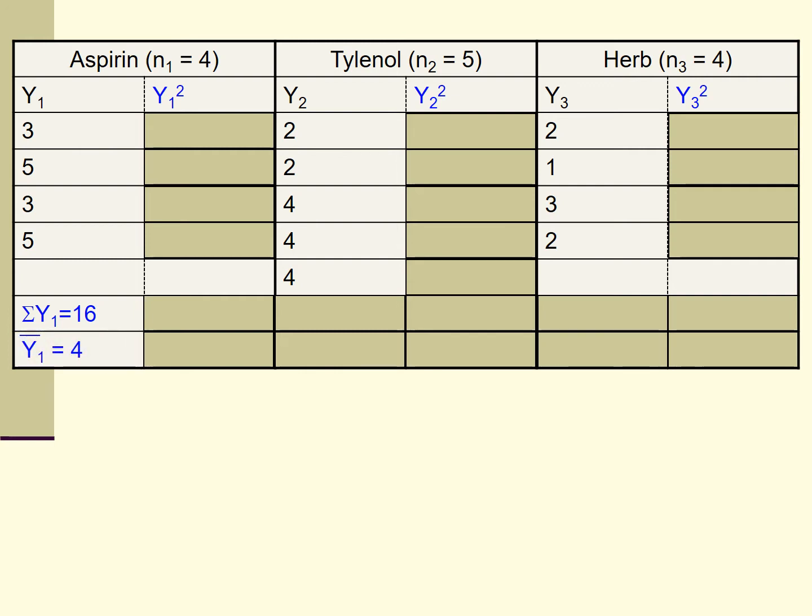Then we take the mean. 16 divided by 4 people, we have 4. For each individual score, we square each individual score. So 3 squared is 9, 5 squared is 25, 3 squared is 9, and 5 squared is 25. Next, we add them up. We get 68.